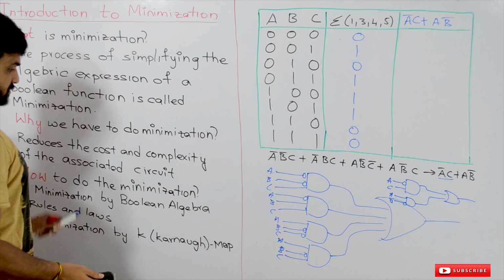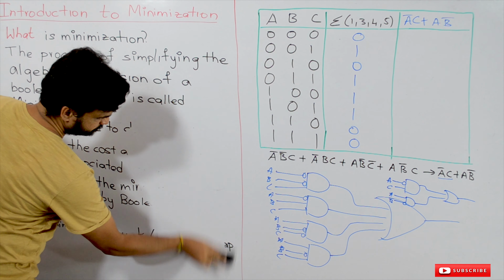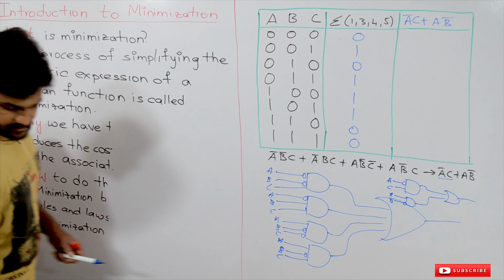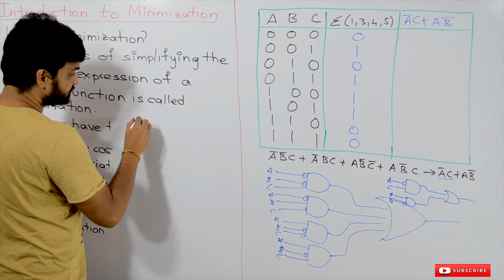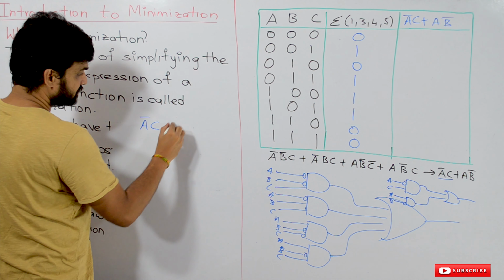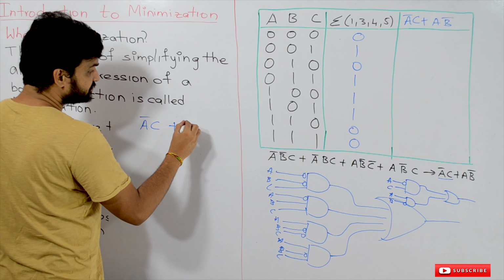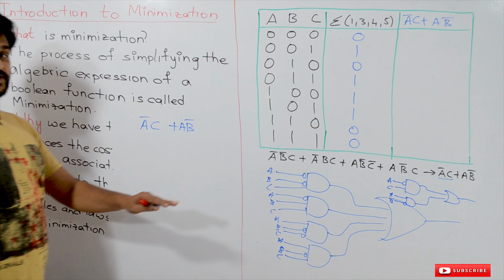So okay, see here, the given minimized function is A bar C plus A B bar. Is it going to produce the same output as this function or not? That we will try to verify.